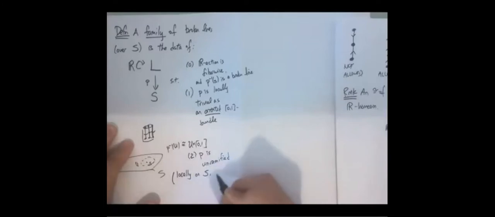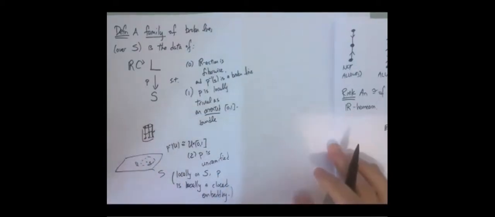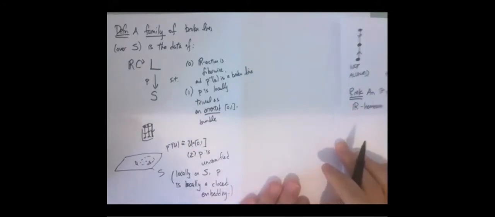That means locally on S, P is locally a closed embedding. And the two instances of locally is not a typo. Both instances of locally are required. So let me illustrate the kind of thing that this rules out.